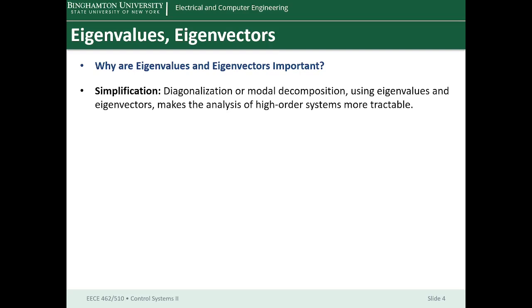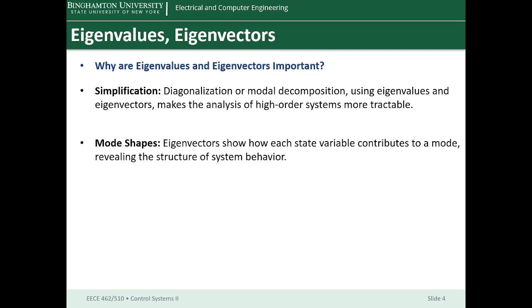In this form, the system becomes much easier to analyze and interpret since the coupled dynamics in the original coordinates transform into a set of decoupled equations that evolve independently. Each eigenvector defines the direction of the pattern in which the system moves when it evolves according to its corresponding eigenvalue. By looking at these eigenvectors, we can see how each state variable contributes to a particular dynamic mode.